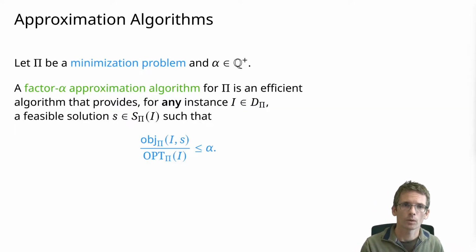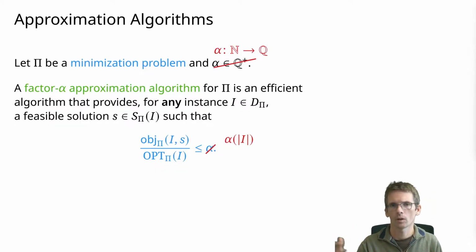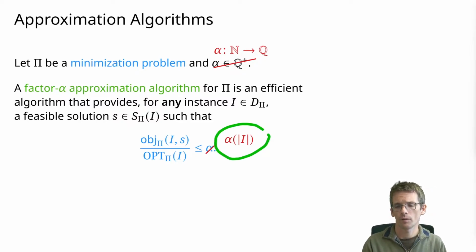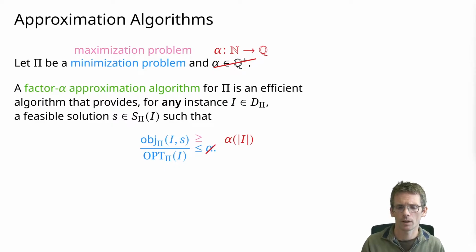Now, sometimes we want to express the approximation factor as a function of n. In that case, alpha is a function from the natural numbers to the rationals. And then here also I have an alpha of input size. An example for this, which we will see for set cover, is that there we get an approximation factor of O of log n. Not a constant, but something depending on n. And then for a maximization problem, we get larger.